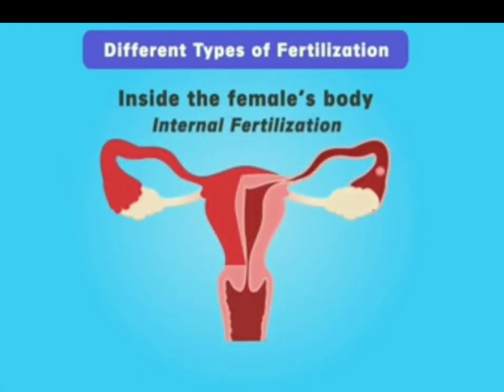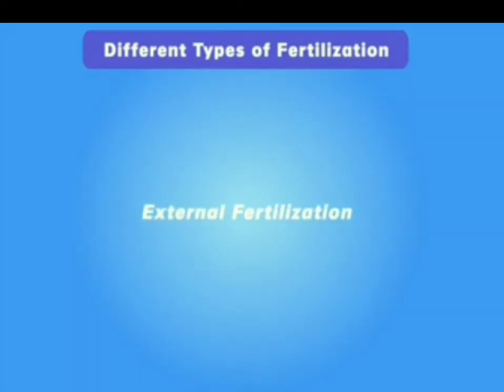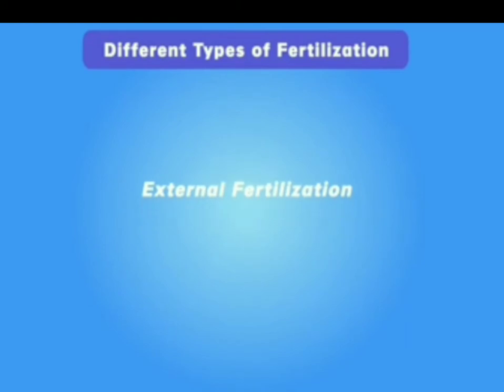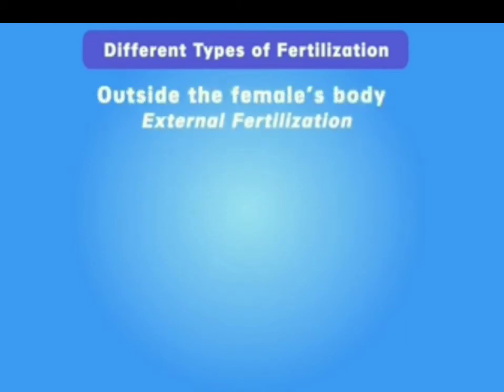The sperm enters inside the female body and fuses with the ovum, and it is converted into a zygote. The zygote multiplies and forms the baby, or any animal baby. But what about external fertilization? It takes place outside the female body.